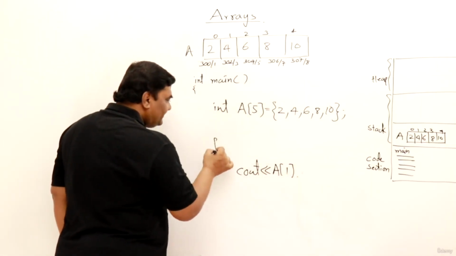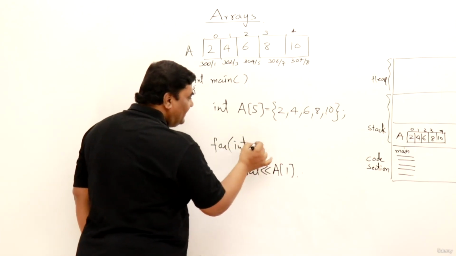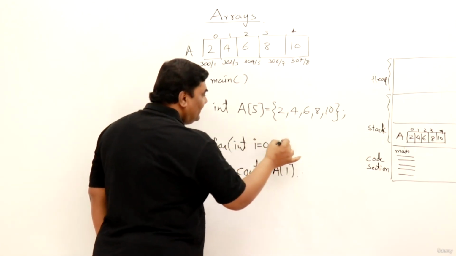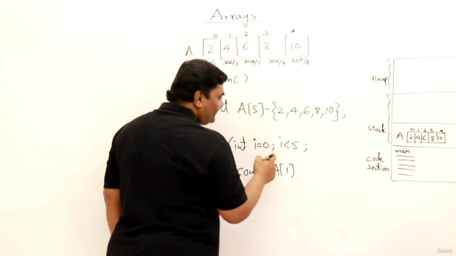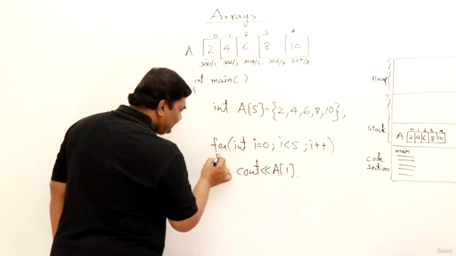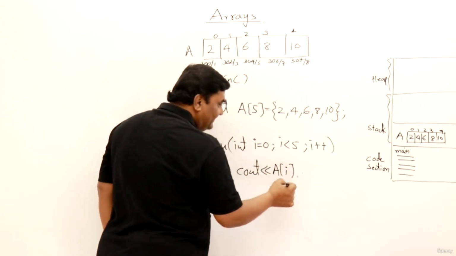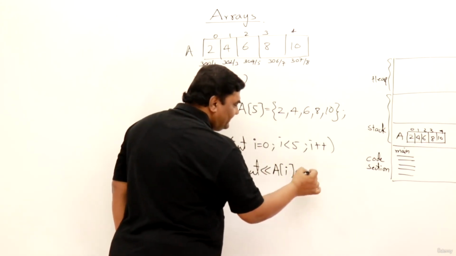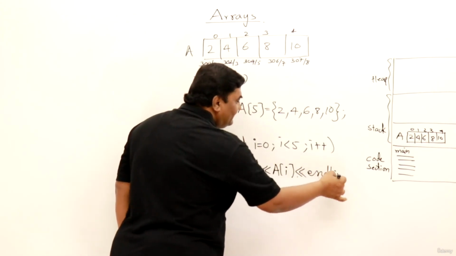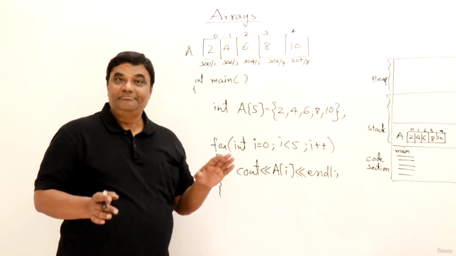So I will write this in a for loop. Here itself I will declare a variable i and assign 0. i is less than 5, so the last value will be 4. i++. Now inside this, cout a of i, and every element I want on the next line, so say endl. This is how all the elements of an array can be printed.